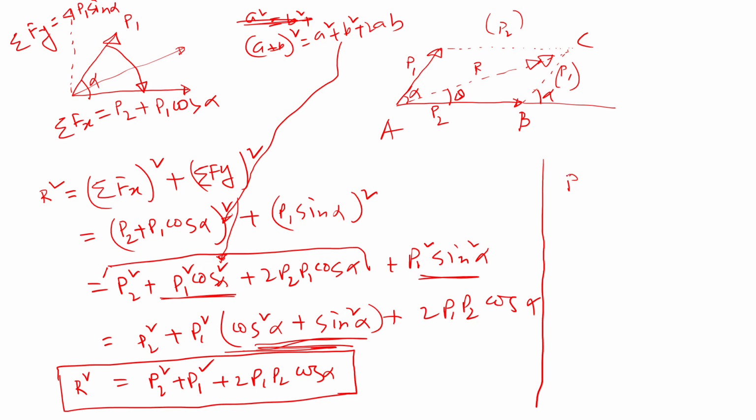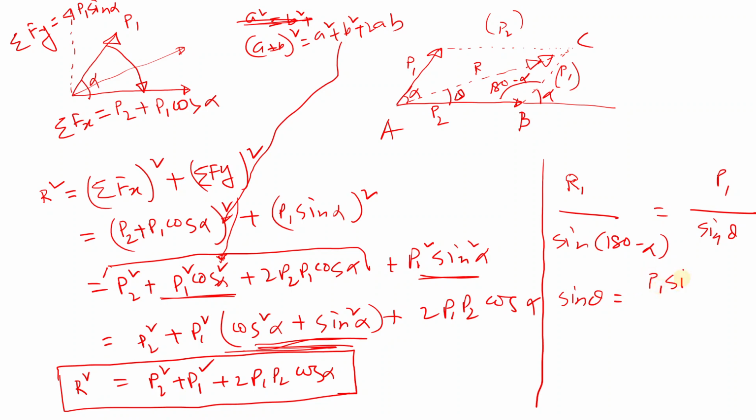So we can simply write, sine of (180 minus alpha) over R equals sine theta over P1. So if you solve for sine theta, it's going to be basically P1 sine (180 minus alpha), which is sine alpha, divided by R. It's not R1, just simply R. So you can use this formula to calculate theta.